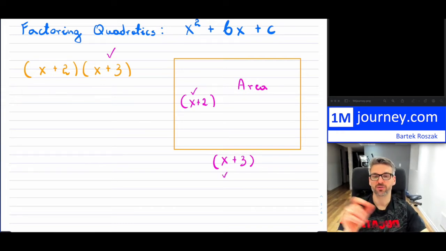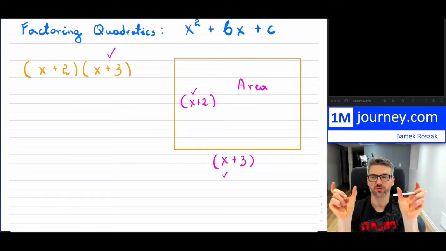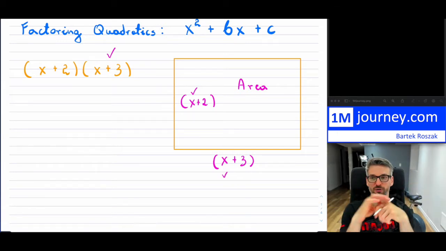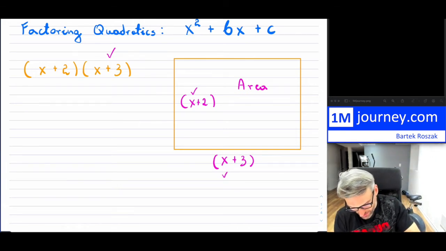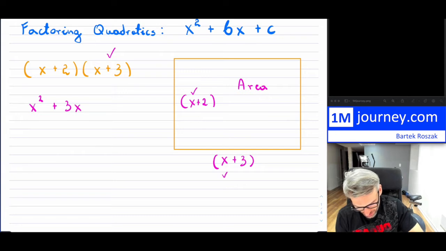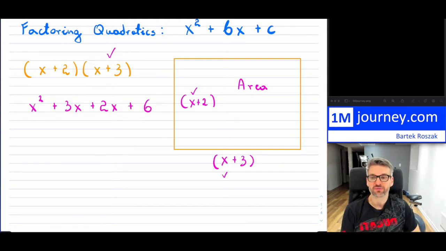Now, if you multiply those 2 together, x plus 2 and x plus 3, we can distribute it across. That means I'm going to get x times x, which is x squared. Then plus 3x. Then I'm going to take the 2, and the 2 is going to multiply the x. And finally, I'm going to get 2 times 3, which gives me 6. That's what I get if I distribute across.